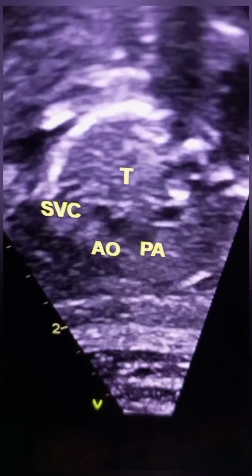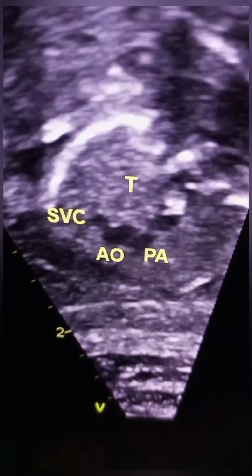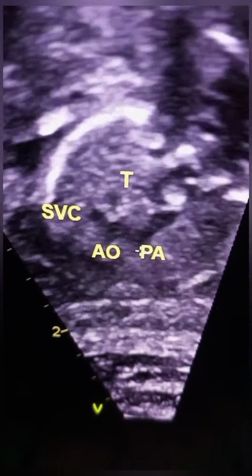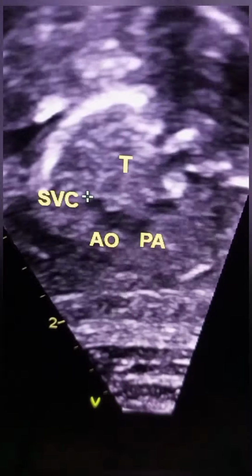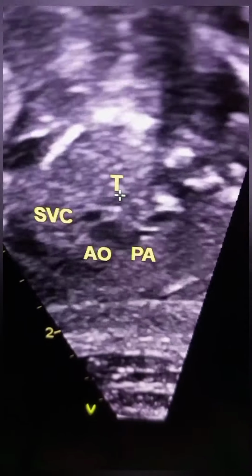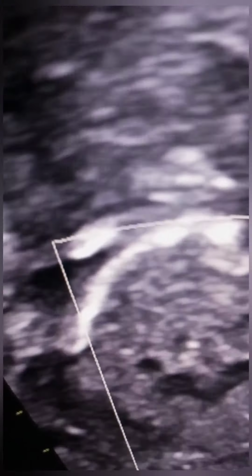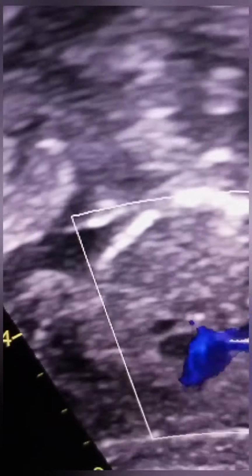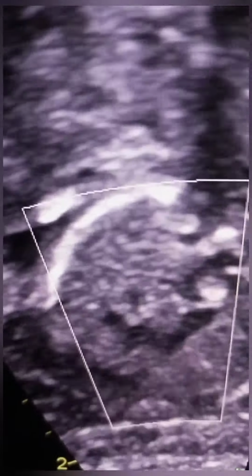Here on the screen we can see the triple vessel view. This is the pulmonary artery, this is the aorta, this is the SVC, and this is the trachea. You can see it on the screen very clearly. Now on the color flow you can see the aorta and the pulmonary artery having the same color. This also shows that there is no abnormality.